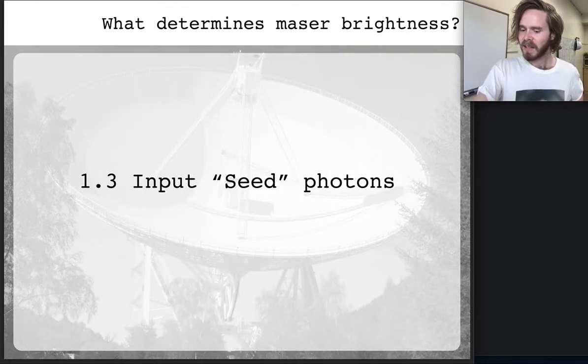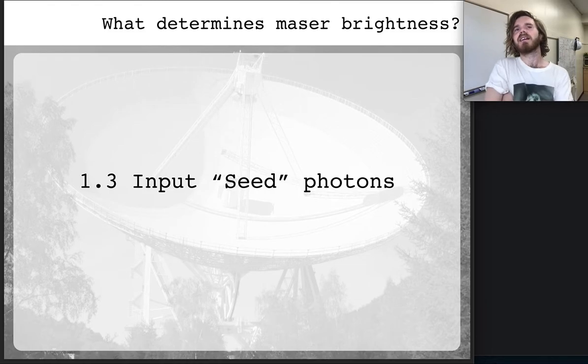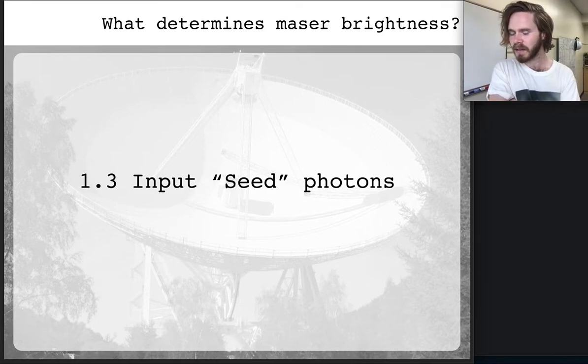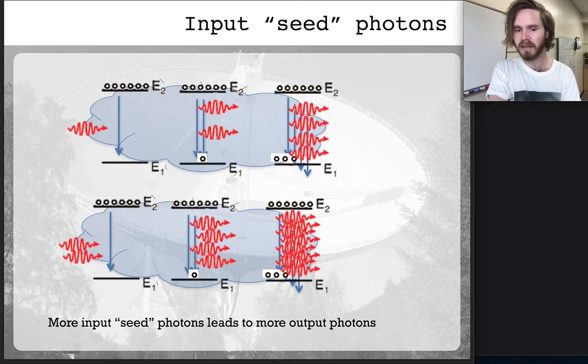Okay, so we talked about the path length through the maser. So the longer the maser, the brighter it's going to look. We talked about the pumping conditions, which is what we just discussed a second ago. Now I want to mention the seed photons. This is the last of three topics to discuss, but I mention it last because it's the easiest one.